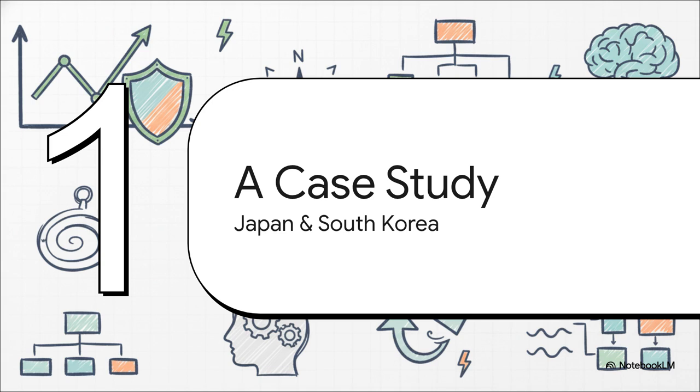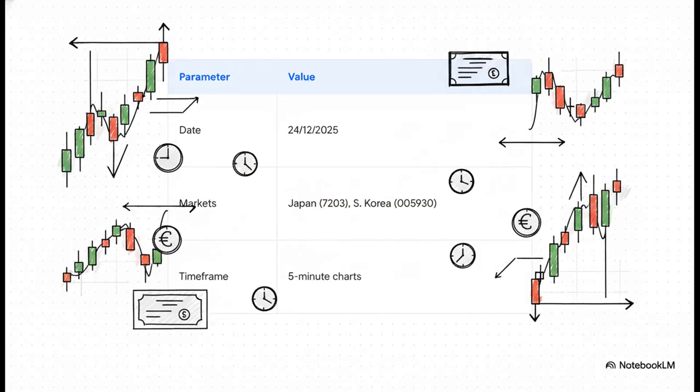So the theory sounds great, right? But let's put this whole navigation system to the test. Let's fly through some actual turbulence with a case study from the Japanese and South Korean markets. Okay, so here are the specifics. The date is December 24th, 2025. We're looking at two different stocks, one from Japan and one from South Korea. And we're using 5-minute charts to see how things play out during the day.